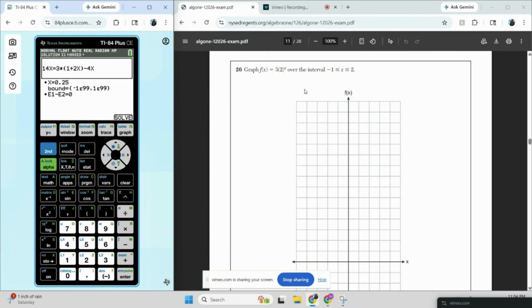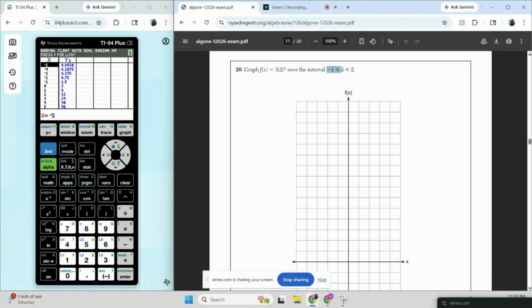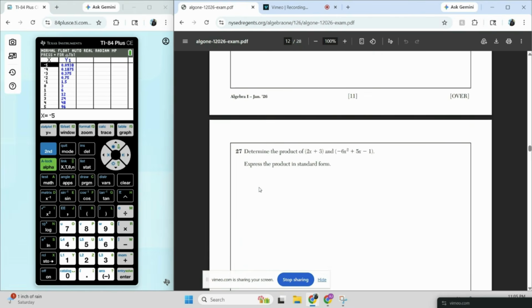Graph this over the interval. So we know how to graph. Just going to go in 3 times 2 raised to the x. There's my graph. There's my table. I just have to hope they understand or recognize I'm only looking at negative 1 to 2. Question 26, full credit.